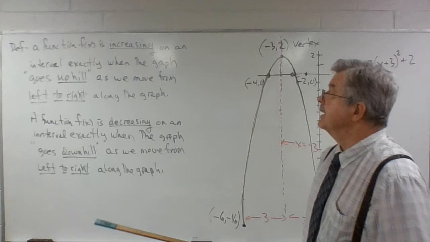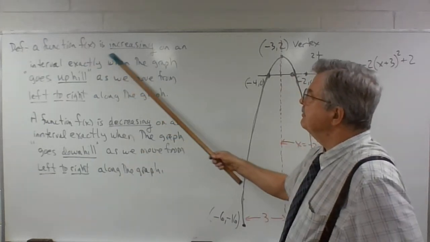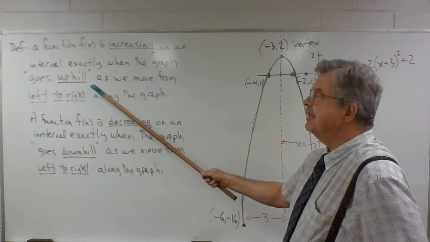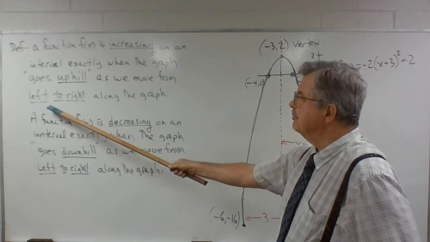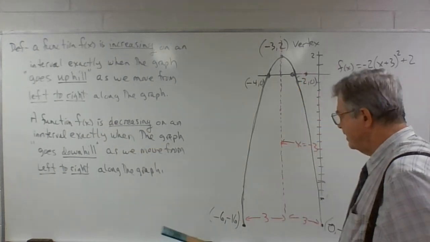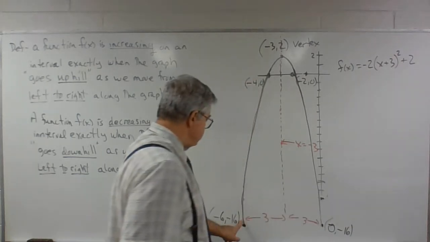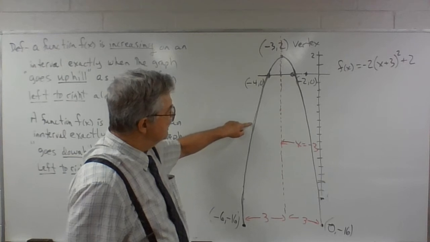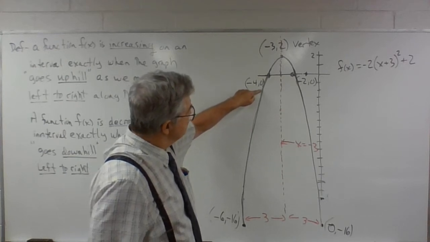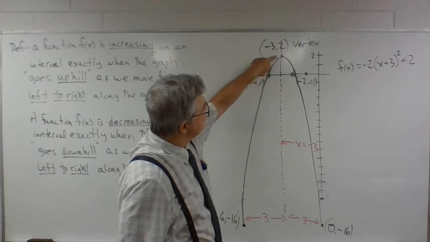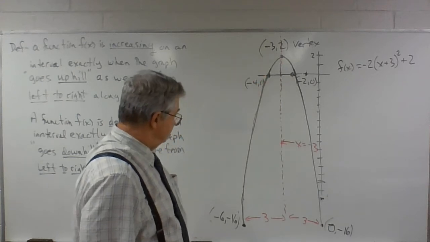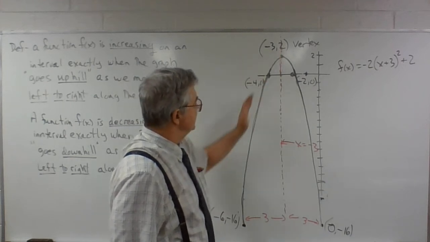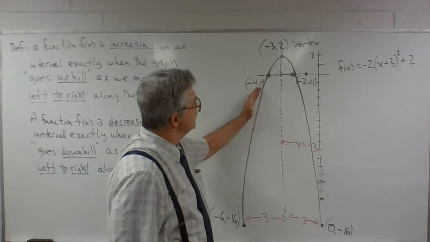So here's the bottom line. A function f of x is increasing on an interval exactly when the graph goes uphill as we move from left to right along the graph. So let me start at this point. And as I'm moving along the graph, I am going from left to right, and as I do, the graph goes uphill. So from x equal negative infinity to x equal -3, this graph is going uphill.